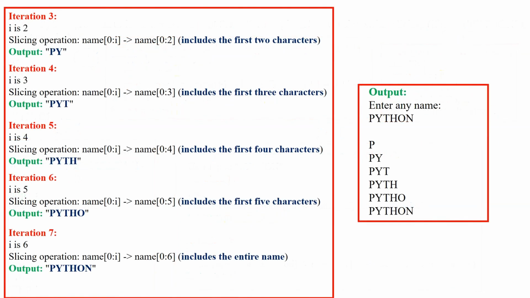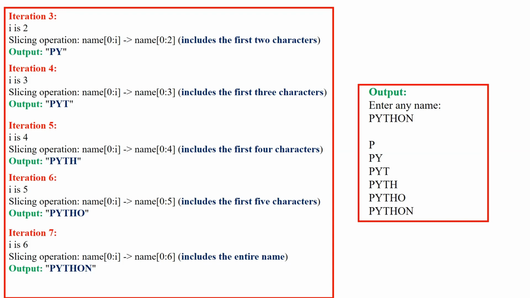Iteration 3. i is 2. Slicing operation. name of 0:i implies name of 0:2. This includes the first two characters. Output is PY. Iteration 4. i is 3. Slicing operation. name of 0:i implies name of 0:3. This includes the first three characters. Output is PYT.